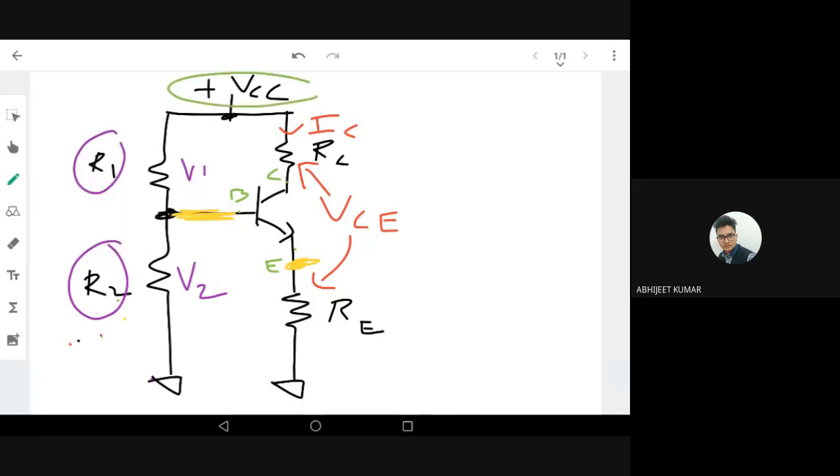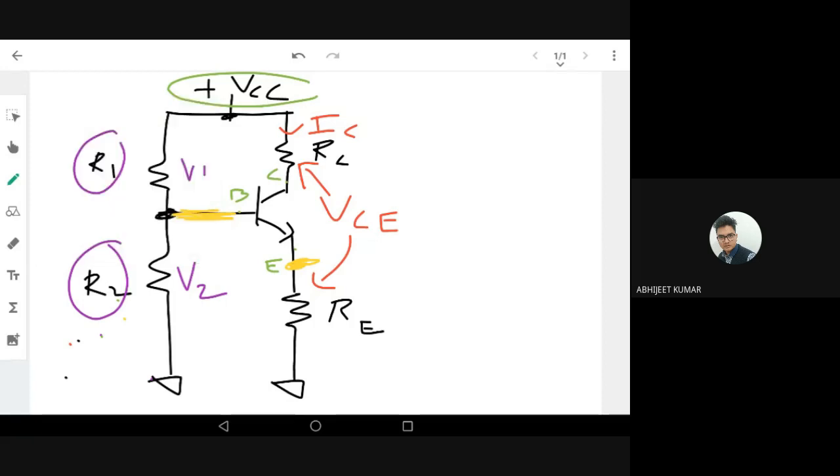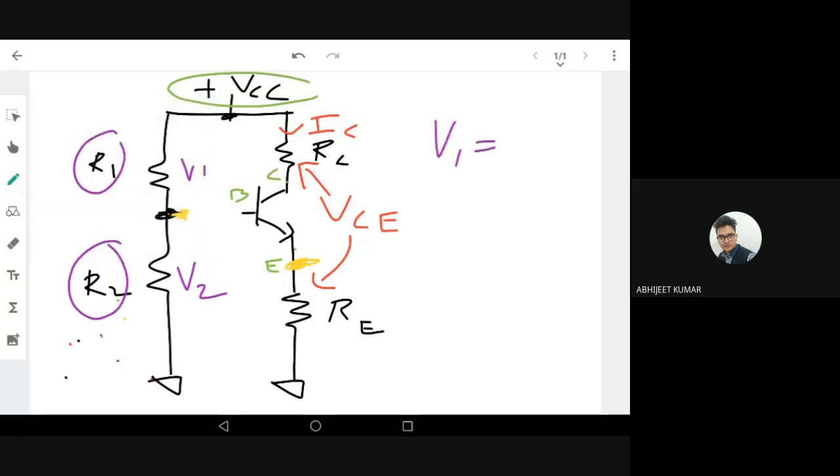Okay, so we know one equation. We know the equation of V1 and V2 in a voltage divider. So imagine right now there is no connection between this midpoint and the transistor. So what is V1 and V2 in this case? We already studied that V1 is nothing but VCC into R2 upon R1 plus R2.